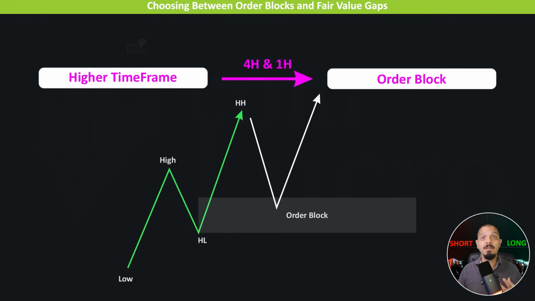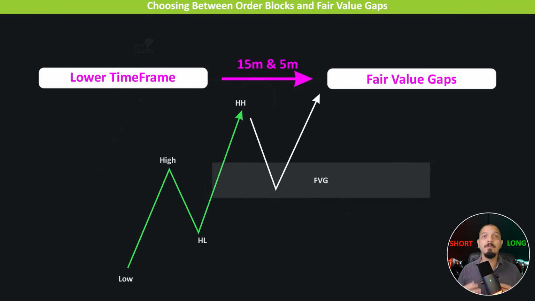On higher time frames, such as the 1-hour or 4-hour chart, price generally shows a stronger reaction to order blocks rather than fair value gaps. But when we move down to the lower time frames, price is far more likely to respect the fair value gaps instead of extreme order blocks positioned at the outer edges of the move.